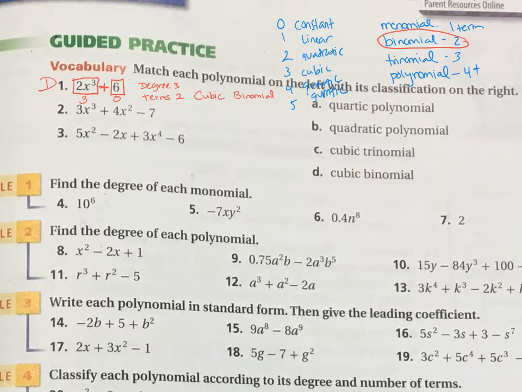Okay, now let's go on to the next one. Here are my train cars. I have 3 of them. So 3 terms is a trinomial. Okay, and then degree 3, degree 2, degree 0. So we keep the highest, which is 3. So I have a degree of 3, which is going to be cubic trinomial. So that's C.